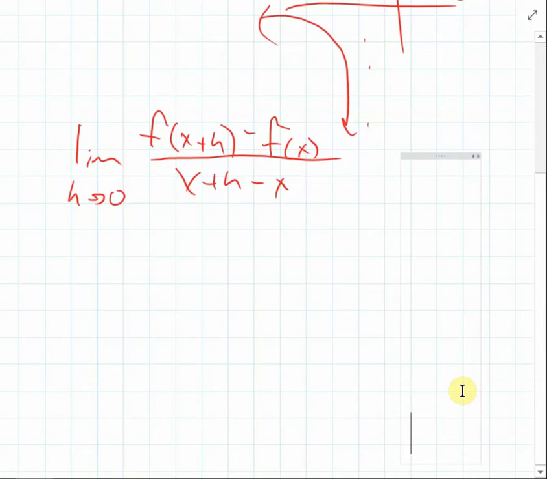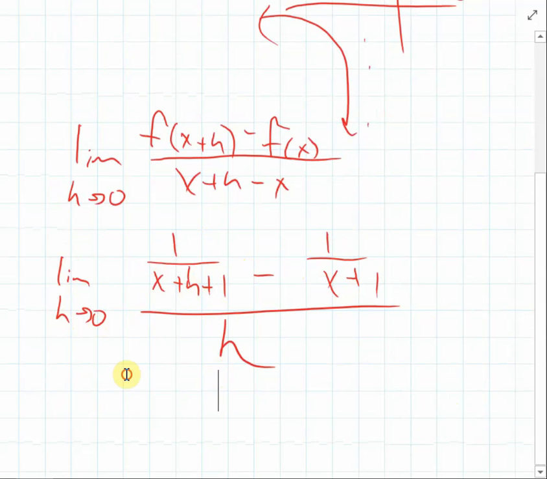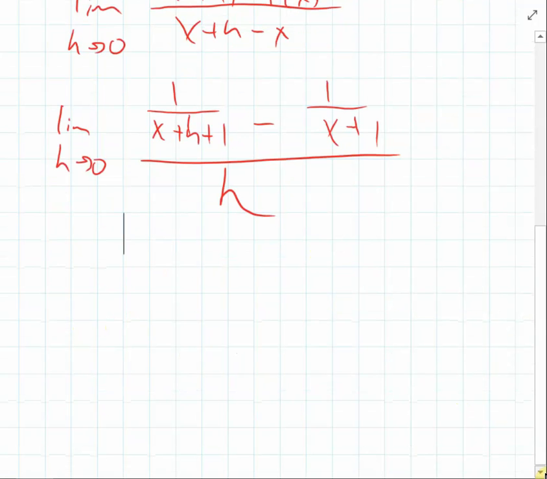If I just use the function that I gave and try to substitute these pieces in, I have the limit as h goes to 0 of 1 over x plus h plus 1 minus 1 over x plus 1, all over h. So now it's just a matter of trying to simplify this. We know that the pattern is going to be that this should be connected to a notion of this hole at this value when h is 0.